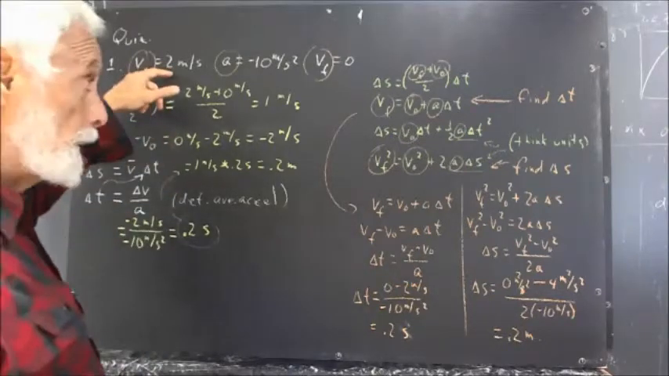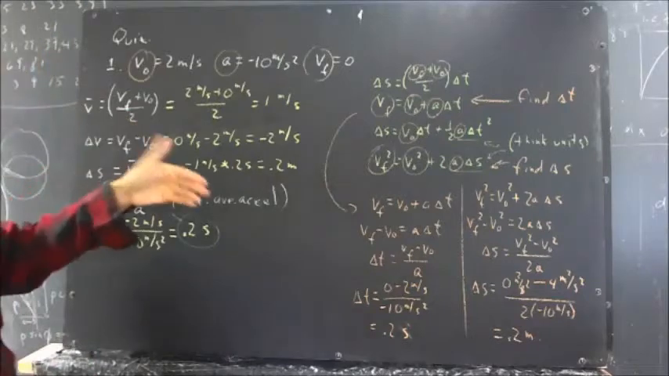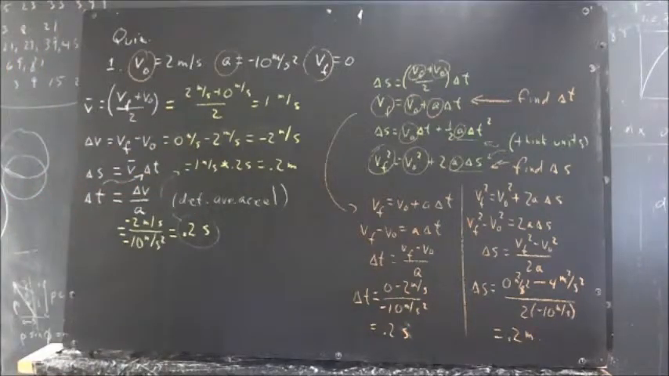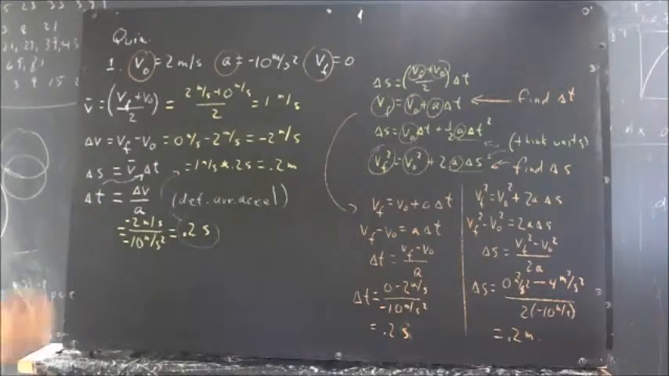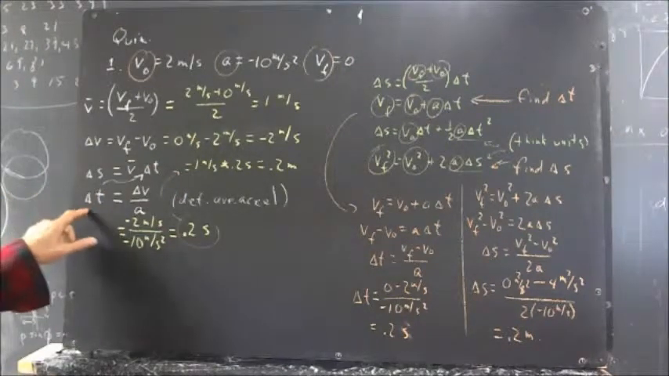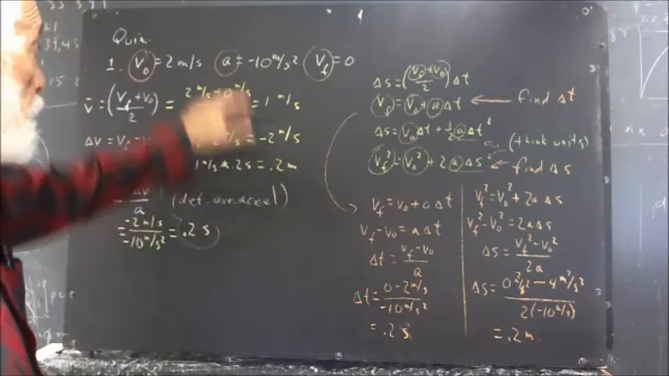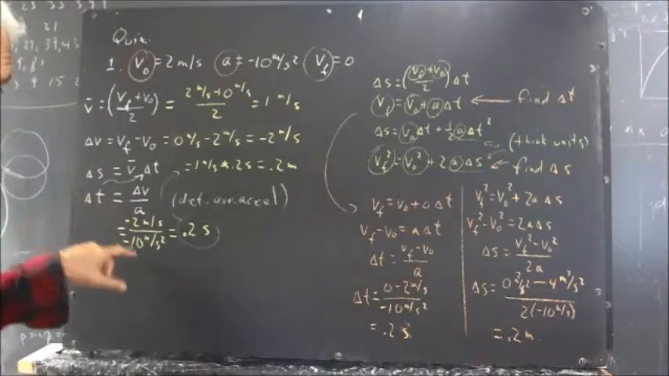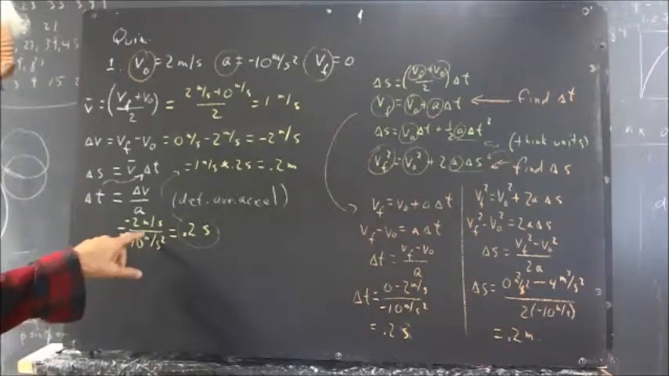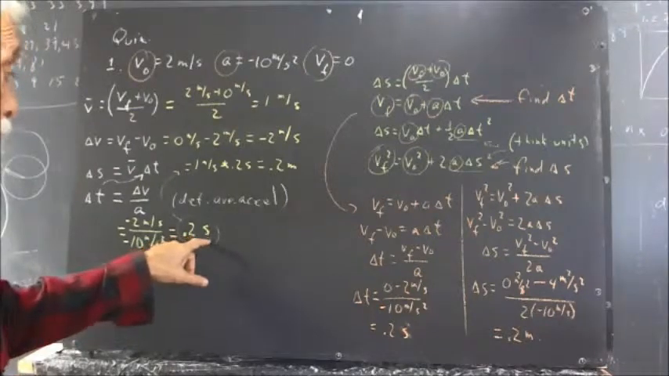This thing's going 2 meters per second. At the end, it's at 0 meters per second, so the change was negative 2 meters per second. That's very intuitive, but we also want to check it out in terms of the expressions, okay? Then delta t is delta v over a. We've got delta v here, we've got the acceleration. We can divide the negative 2 meters per second change in velocity by the negative 10 meters per second squared acceleration, and we get 0.2 seconds.